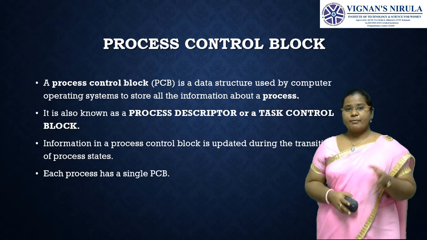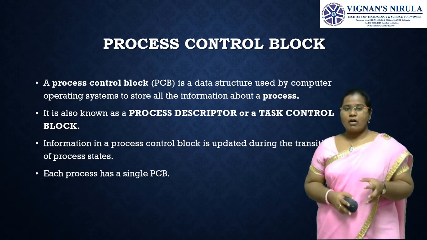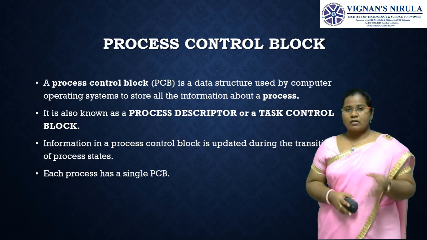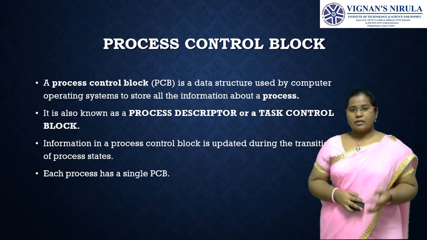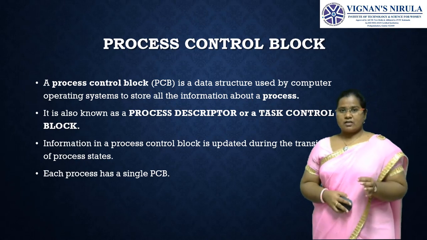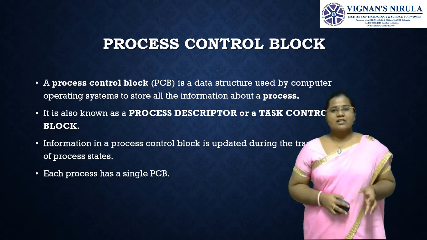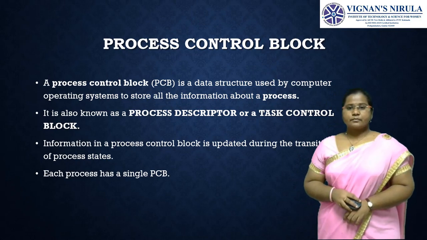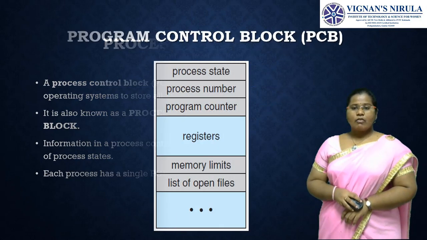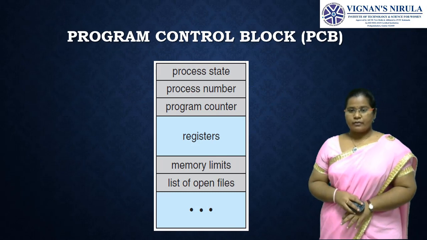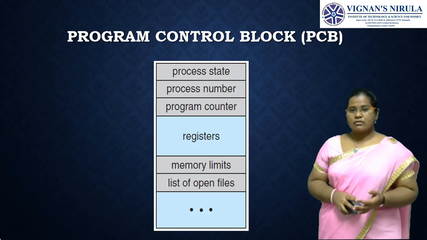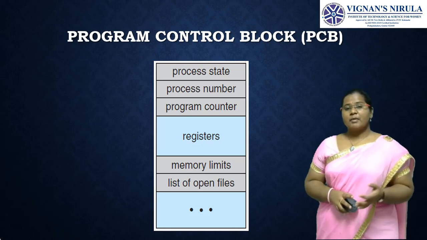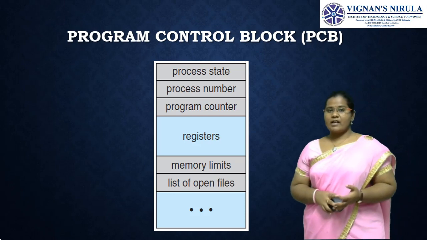The operating system will make use of this process control block in order to gain knowledge about the process. The operating system will frequently check the data present in the process control block in order to execute the process correctly. Each process loaded into the main memory will have a separate process control block. Now let us see what this process control block consists of. It consists of the process state, process number, program counter, the CPU registers, memory limits, the list of open files, and so on.